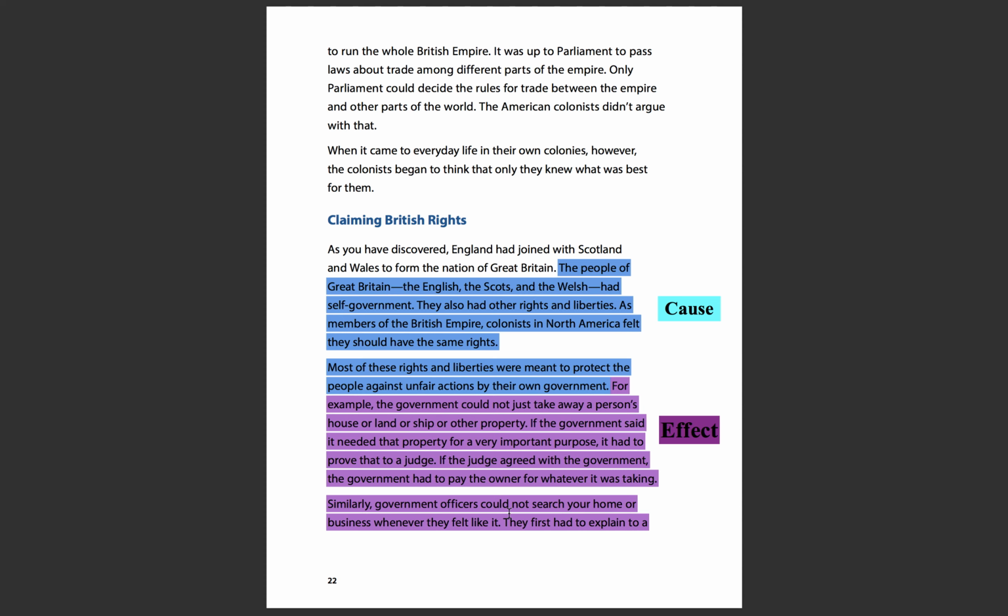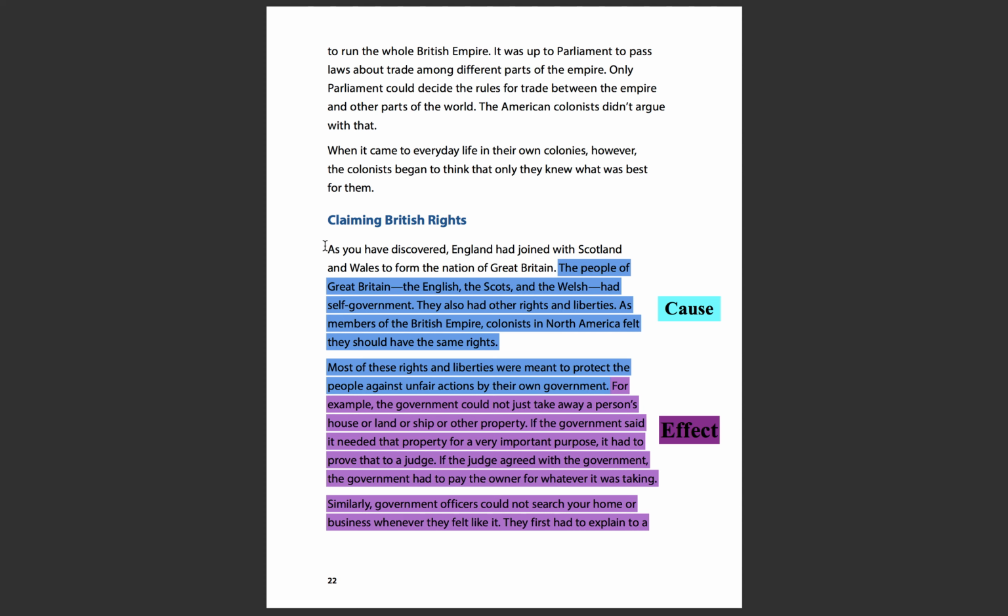So when I got to this chapter, claiming British rights, I was reading it and I was a little bit confused because there was so much information. So I'm going to read it to you and tell you how I thought about it. As you have discovered, England had joined with Scotland and Wales to form the nation of Great Britain. The people of Great Britain, the English, the Scots, and the Welsh, had self-government. They also had other rights and liberties. As members of the British Empire, colonists in North America felt they should have the same rights. Most of these rights and liberties were meant to protect the people against unfair actions by their own government.